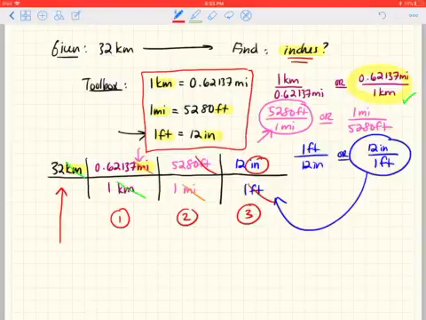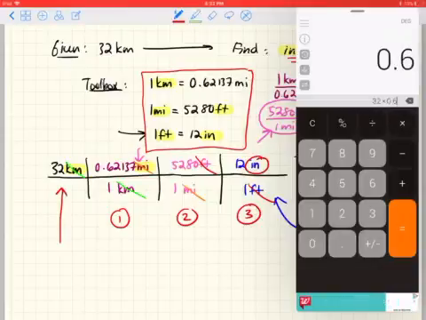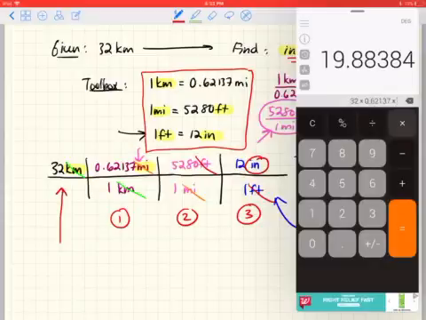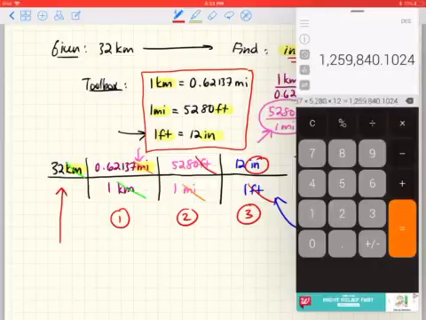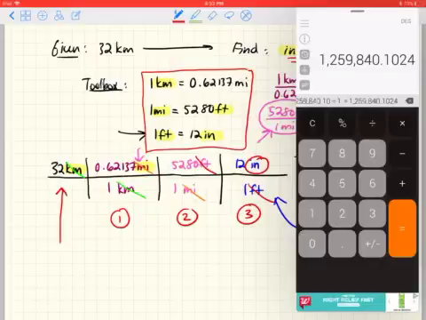So finally, to set this up into your calculator, I have 32 on top. I multiply that by 0.62137, and I multiply that by the next number, which is 5,280, and I multiply that by the final number, which is 12. And then I divide by everything in the bottom. So I have 1, 1, and 1, so basically I divide it all by 1. And my final answer is a pretty large number that I am going to round.